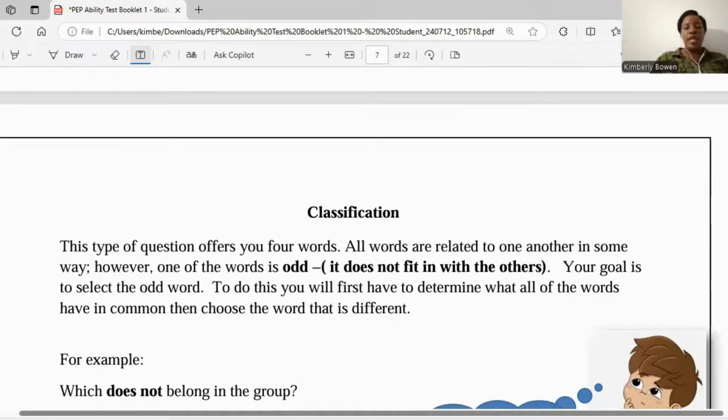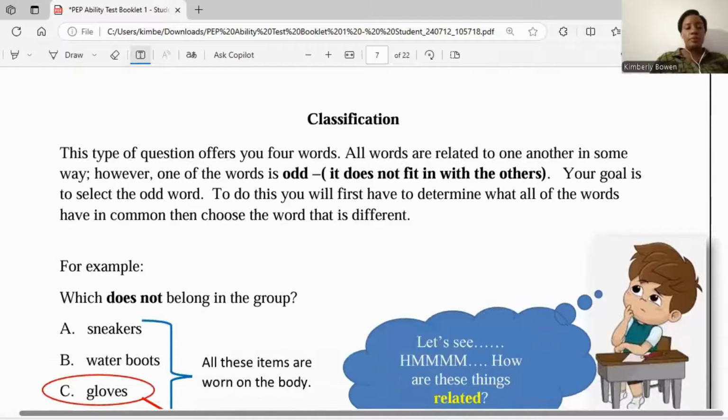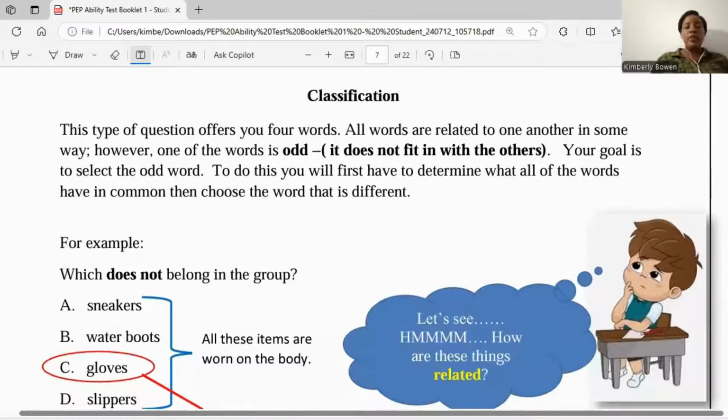Now we're looking at the classification type questions. This type of question offers you 4 words. All words are related to one another in some way. However, one word is odd. It does not fit in with the others. Your goal is to select the word that is odd. To do this, you will need to first determine what all of the words have in common. Choose the word that is different.